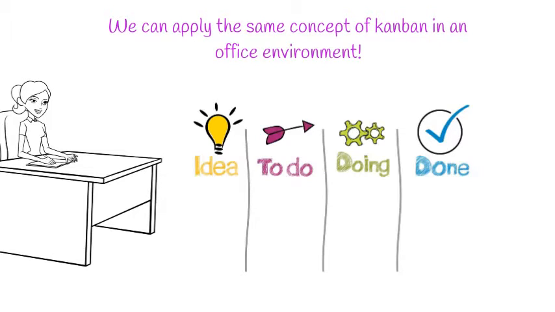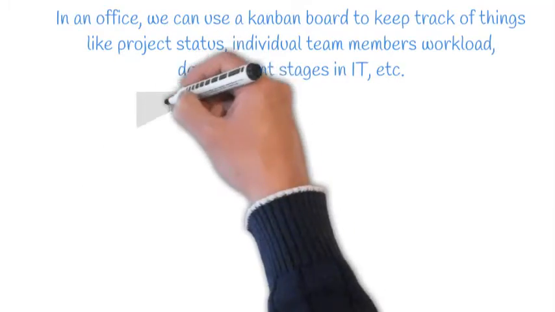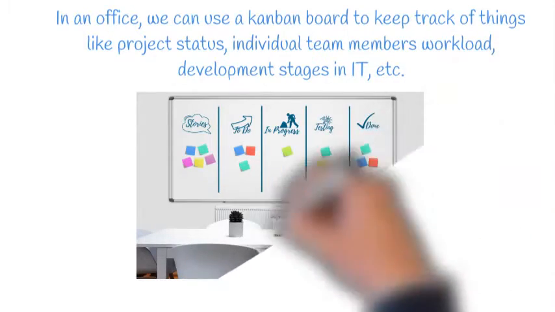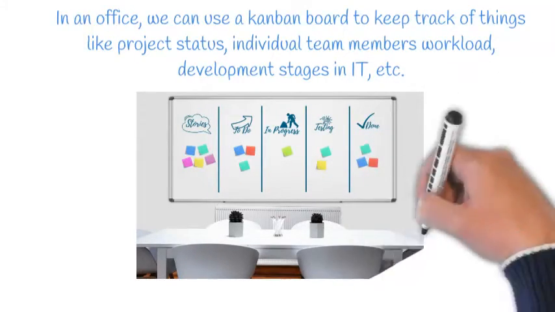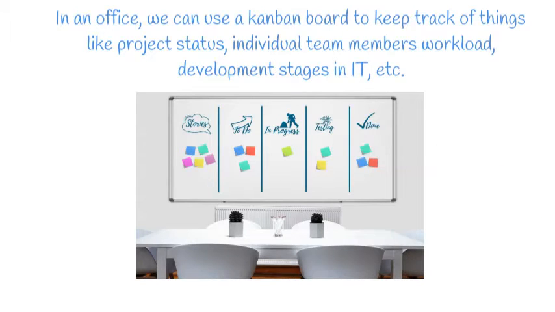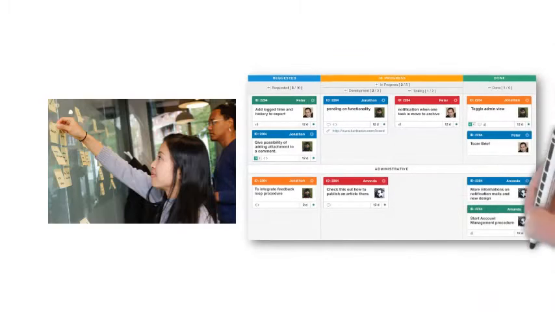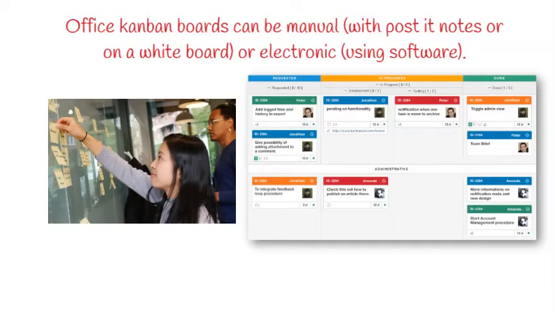We can apply the same concept of Kanban in an office environment. In an office environment, we can use a Kanban board to keep track of things like project status, individual team members' workload, development stages in IT, etc. Office Kanban boards can be manual with post-it notes or on a whiteboard, or electronic using software.